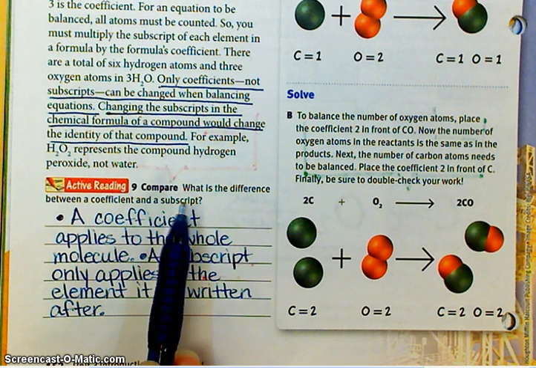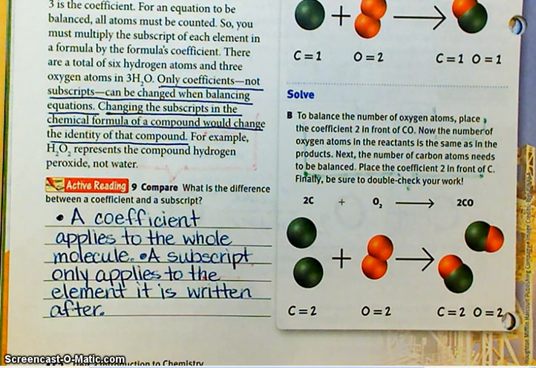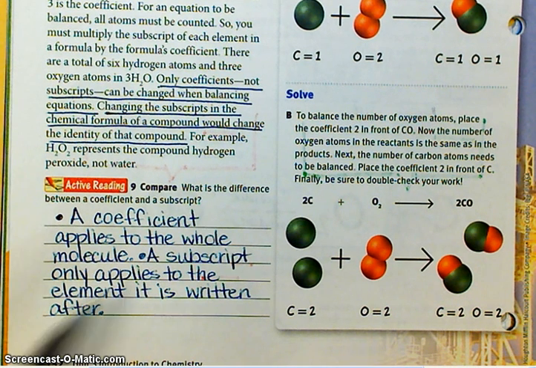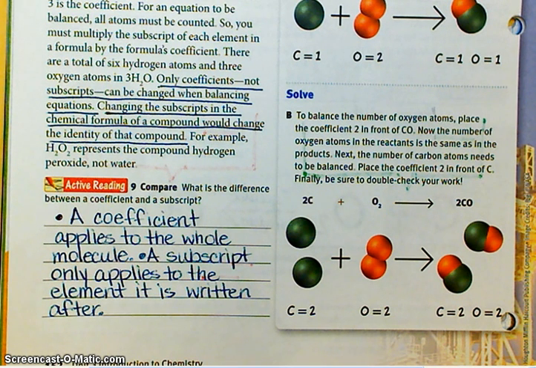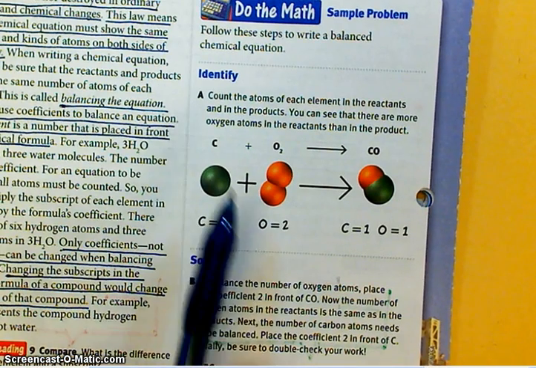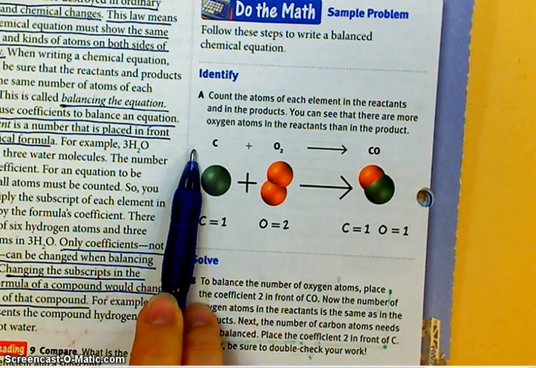All right, so it says, what is the difference between a coefficient and a subscript? Well, a coefficient is a number that applies to the entire molecule or the entire compound. But a subscript is a number that only applies to the element that it's written after. Okay, so it does not apply to everything. All right, so let's look at this sample problem to balance a chemical equation.